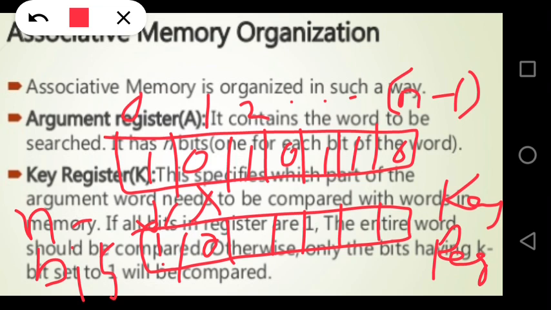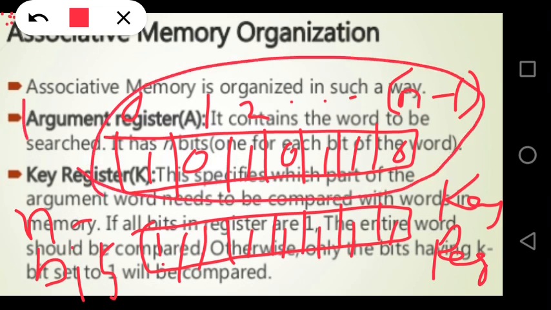And if the key register contains all ones, that means the entire argument register should be considered. You have to consider all n bits for searching for a particular word, which is not advisable. In general, the key register should contain some zeros.